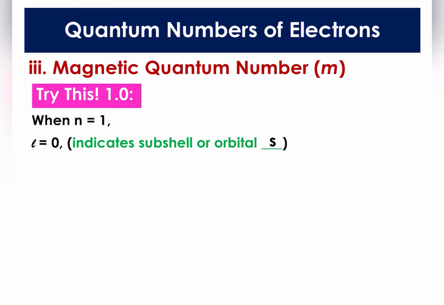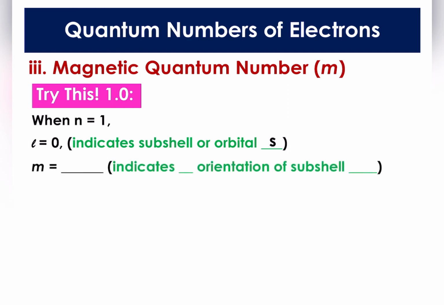Now, M. M saya mestilah sama dengan value untuk L. Tapi memandangkan L adalah 0, so saya tak perlulah letak positive 0 or negative 0. So, saya just letak 0 as my value for M. And from M equals to 0, dia indicate that 1 orientation. Sebab saya hanya ada satu value sahaja untuk M. So, 1 orientation. For subshell, dalam kes ini kita akan spesifik. Kita tahu subshell adalah s orbital.